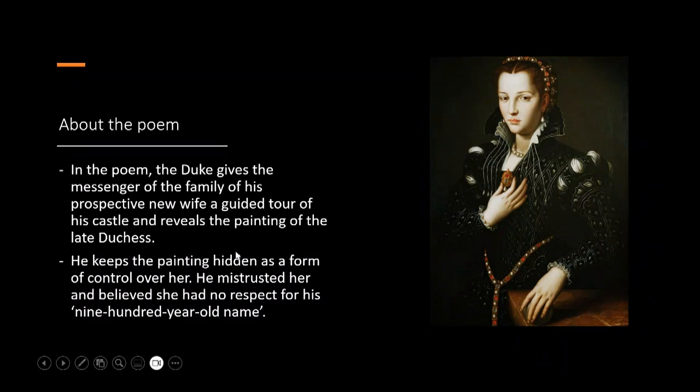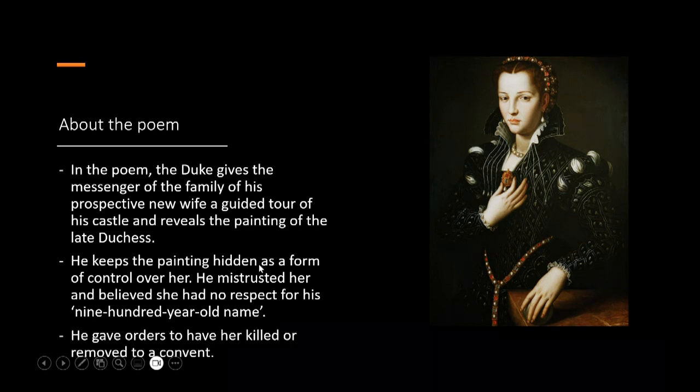So this particular painting, he reveals to the envoy or the messenger. I will use the word messenger just to keep things consistent. And he keeps the painting hidden, almost like a form of control over her, behind a curtain. Not only behind a curtain, but also upstairs in a hallway on a wall, perhaps slightly out of the way. He mistrusted this girl, believed that she had no respect for his 900-year-old name. So hopefully that's clear enough so far.